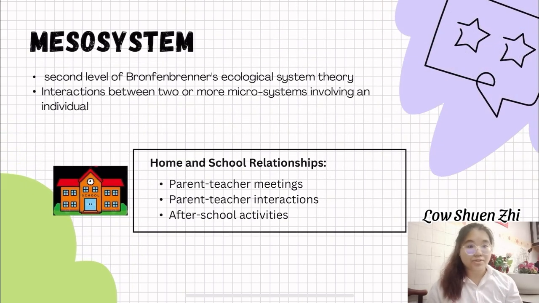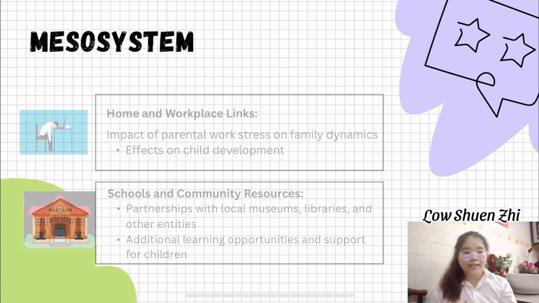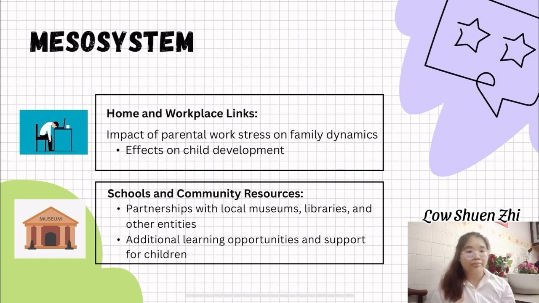Let us move on to the mesosystem. The mesosystem is the second level of Bronfenbrenner's ecological systems theory, which refers to the system composed of the interactions and relationships between two or more microsystems in which an individual is located. These connections and interactions have a significant impact on human development. Consider the relationship between home and school, such as parent-teacher meetings, parent-teacher interactions, and after-school activities. In addition, there are the links between home and workplace, the impact of parental work stress on family dynamics, and the ways in which this impacts child development.